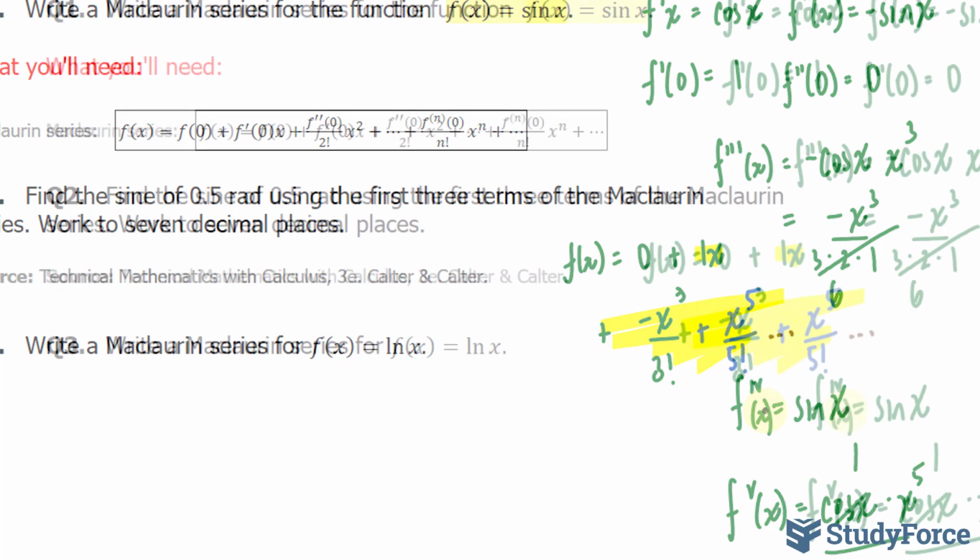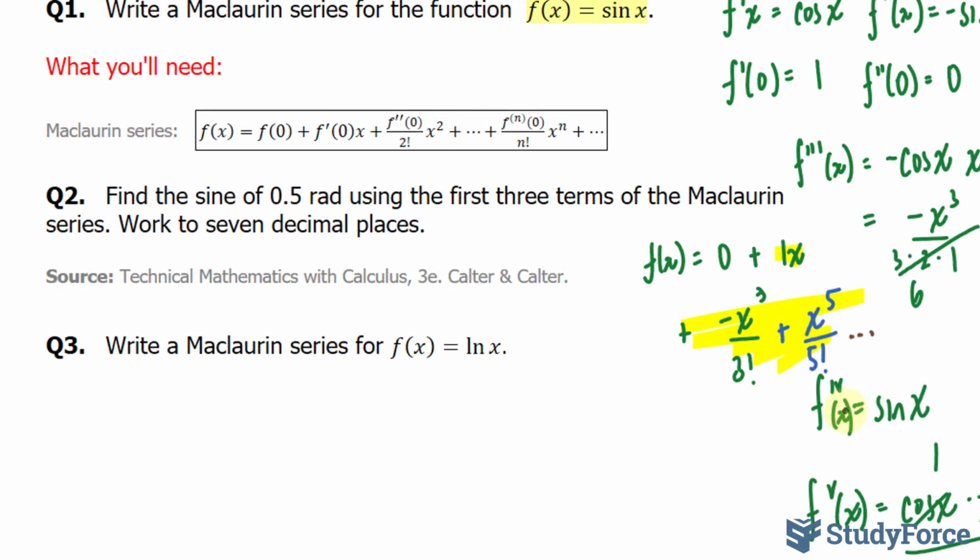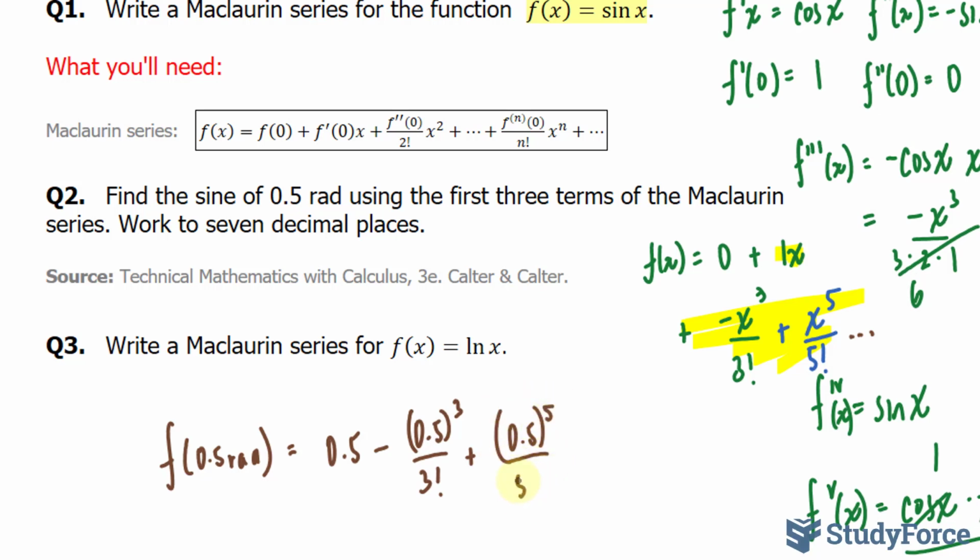Now we'll move on to question number 2. We're asked to find the sine of 0.5 radians using the first 3 terms of the Maclaurin series. We have to work to 7 decimal places. So right here, what I'll do is write down f at 0.5, and that's in radians. And I'll make that equal to, applying 0.5 into this x, we have 0.5 minus 0.5 to the power of 3 over 3 factorial plus 0.5 to the power of 5 over 5 factorial. Those are the first 3 terms.